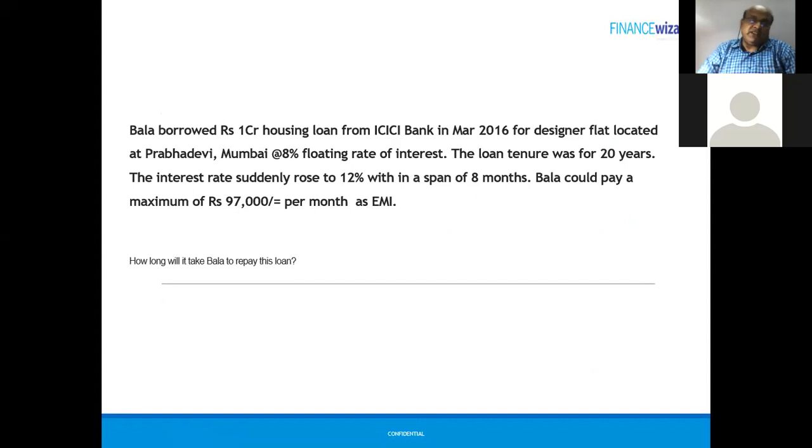Bala borrowed rupees 1 crore housing loan from ICICI Bank in March 2016 for a designer flat located at Mumbai at 8% floating rate of interest. The loan tenure was for 20 years. The interest rate suddenly rose to 12% within a span of 8 months. Bala could pay a maximum of 97,000 per month as EMI. How long will it take for Bala to repay the loan? Look at the question. We are going to solve this.